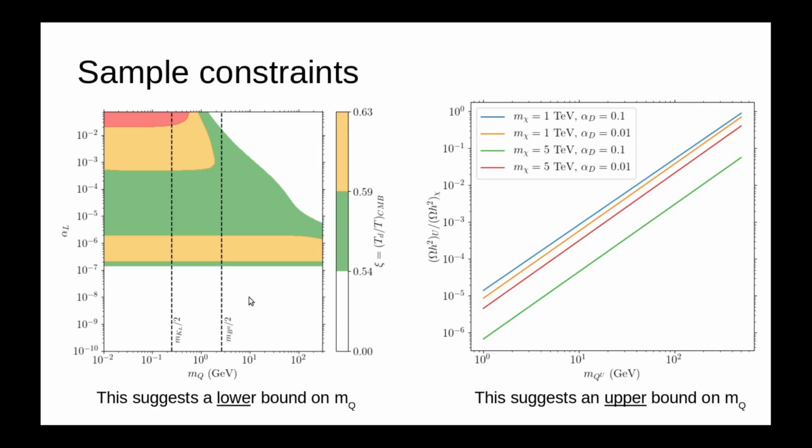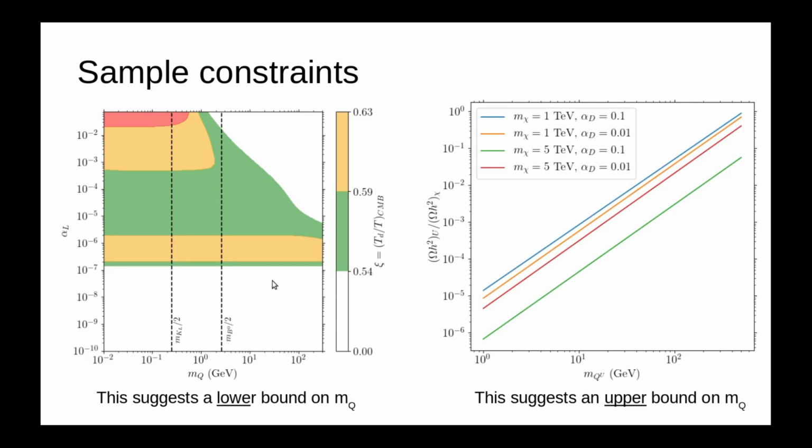So here on the left panel, we essentially have a projection of N effective limits on the alpha L, MQ plane. So N effective is the number of relativistic degrees of freedom, which I take to be at the CMB epoch. Alpha L is the portal coupling. MQ is the common mass of the two dark quarks.